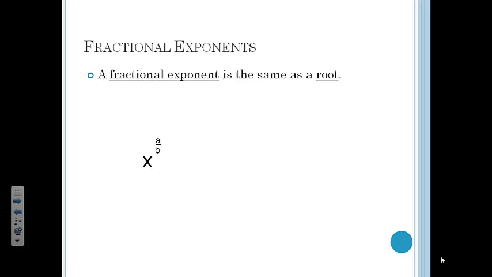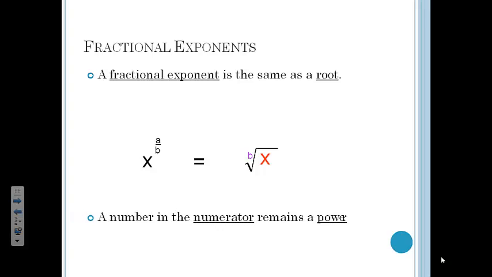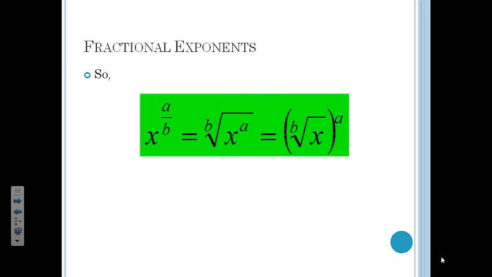When you have x raised to the a over b, the x is going to swing over there and go underneath here. There it is. And what happens to the b? It swings all around, and it's going to wind up right there. And then the a number in the numerator remains a power. So the a settles in right there next to the x. So, x raised to the a over b is equal to the bth root of x to the a.